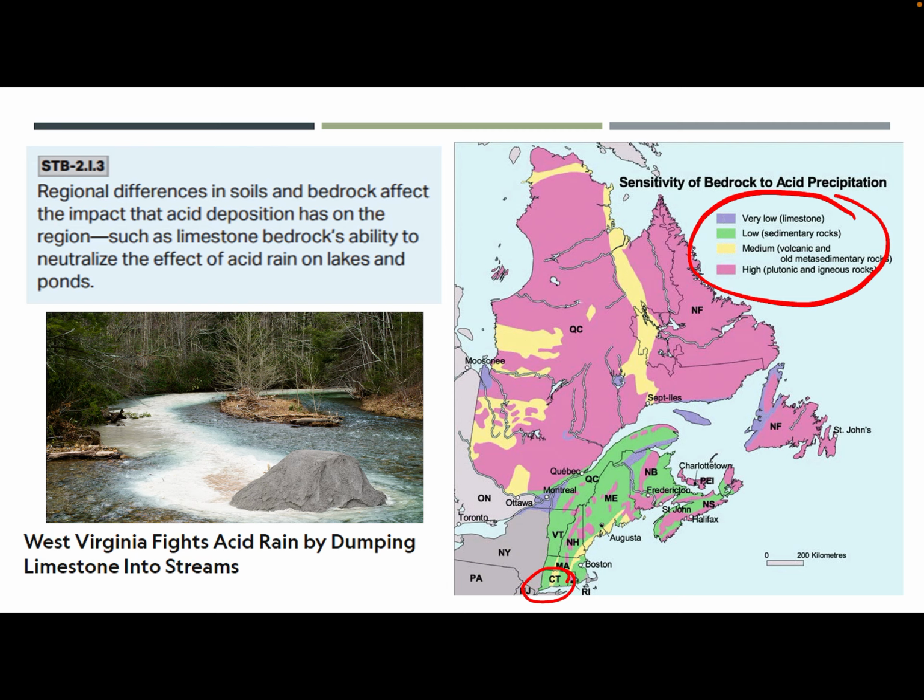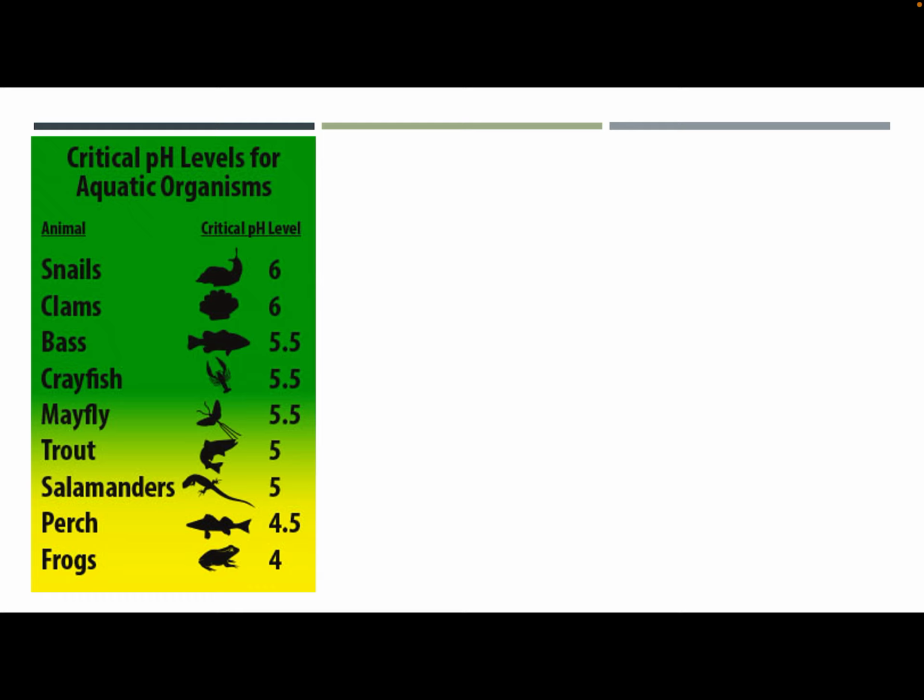What's interesting is that limestone has a unique ability to neutralize the effects of the acid rain. So it has a lot of calcium in it, which neutralizes acids. We read about this when we talked about acidic soils and what farmers could do if their soils were too acidic. They could add limestone into their soils to increase the pH so it's less acidic. And what I thought was interesting is that West Virginia is fighting acid rain by dumping limestone straight into their streams.